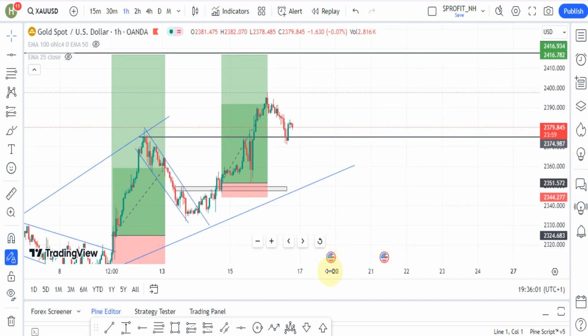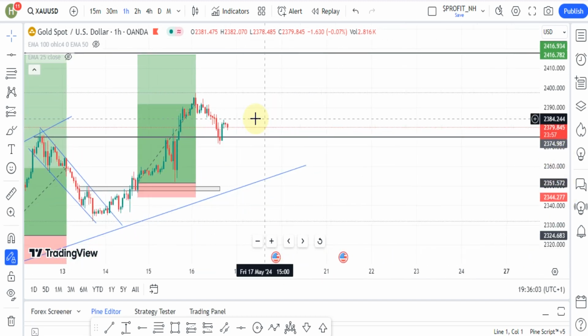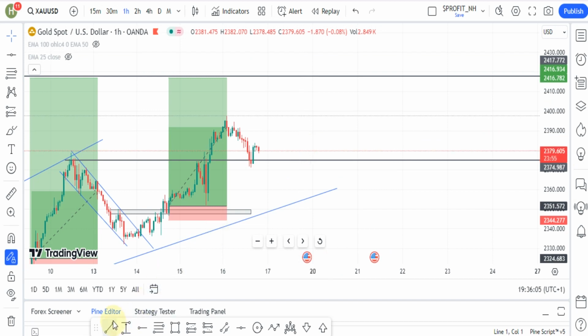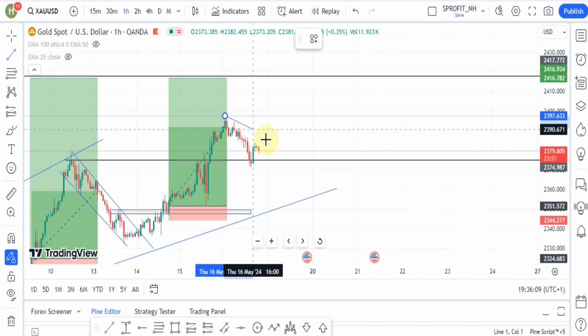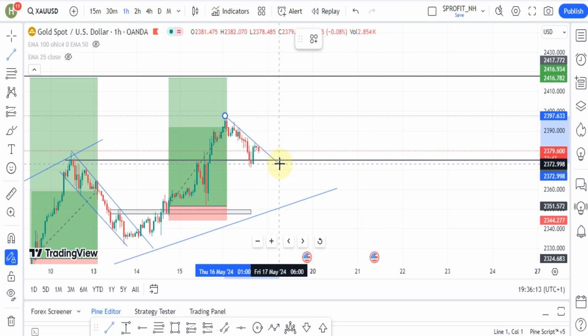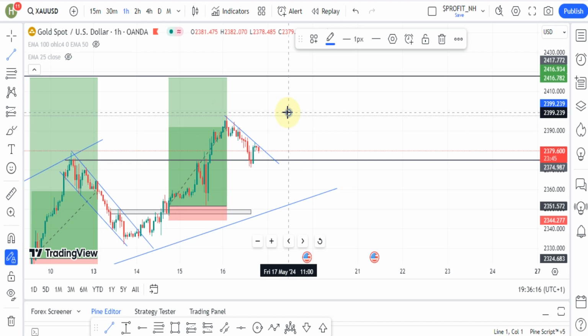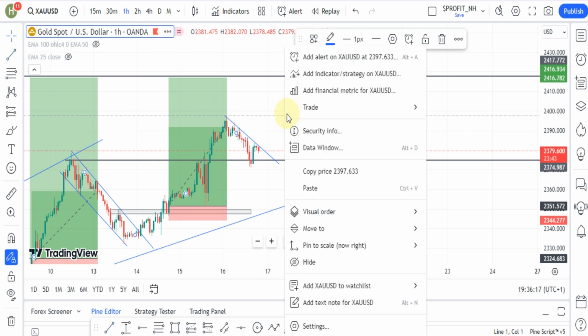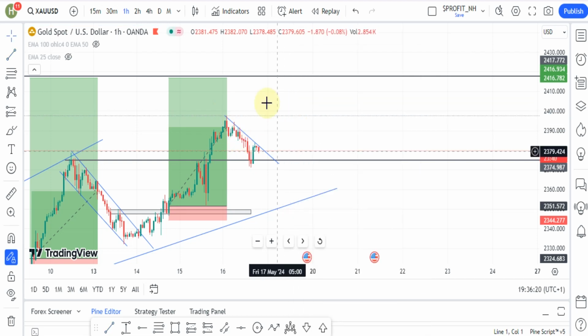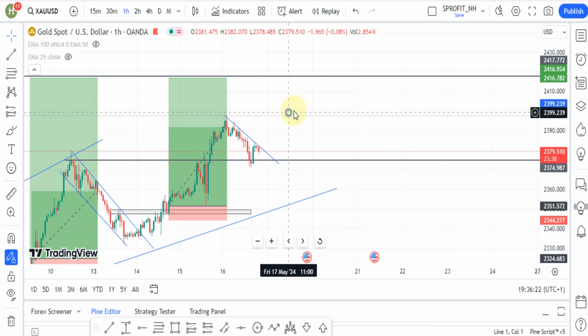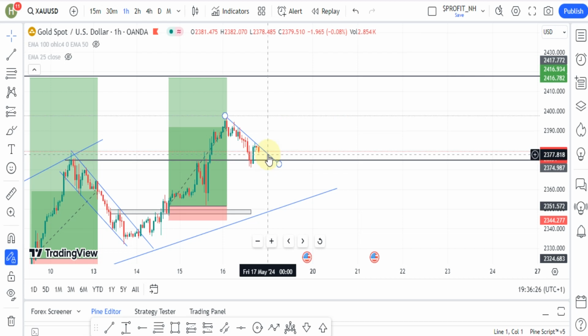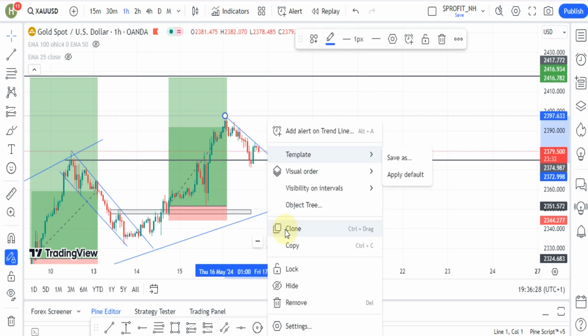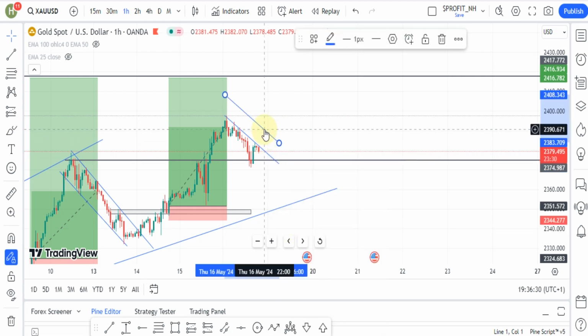So these are the possible scenarios that I'm expecting to happen at this point. We are having this correction at this point. Let me just draw this, just like this. Let me delete this one. Then I'll clone these. So this is what we're having at this point.